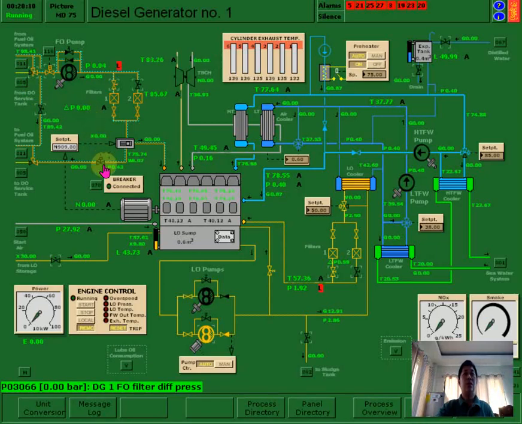Now there is an alarm. So why is there no pressure? So I will change over again. Why is there no pressure?